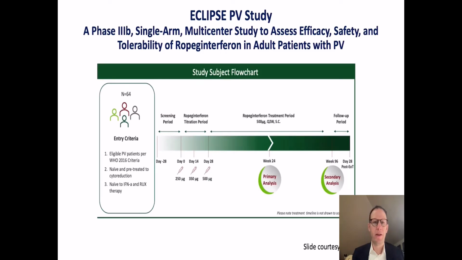Another study tests interferon, but this time for patients who have polycythemia vera. The name of the study is ECLIPSE. This one is a phase 3B, but it is a single arm study, which means every patient who is enrolled will actually receive the drug. The objective of the study is to assess the efficacy as well as the safety and tolerability of ropeginterferon in patients who have PV. In terms of entry criteria, patients have to meet the diagnostic criteria of polycythemia vera, and they have to have not been treated with interferon prior, and patients will be treated for up to 96 weeks.